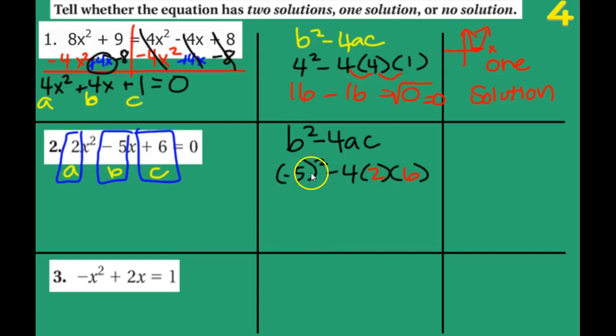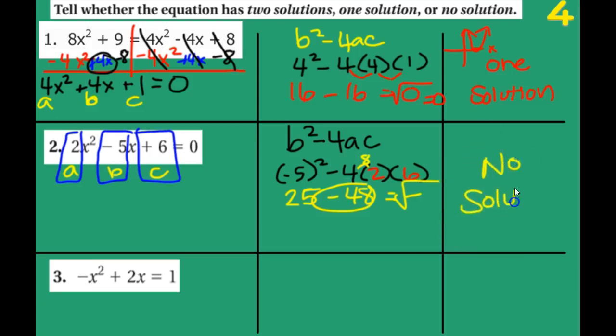So simplifying, negative 5 times negative 5 is a positive 25. Minus 4 times 2 is 8. 8 times 6, or 6 times 8, is 48. So if we simplify, some of you can already tell there's more negative numbers, so this is going to be a negative. And you can't take the square root of a negative number, so we can already jump over here and say that there is no solution, because you can't take the square root of a negative number. If you tried, you'd get a negative, I believe, 23, and your calculator would tell you there's no solution there.